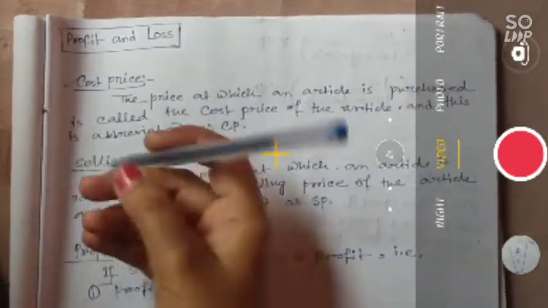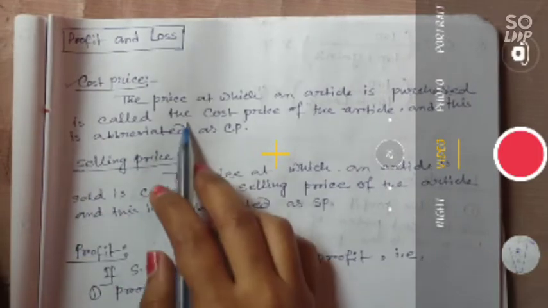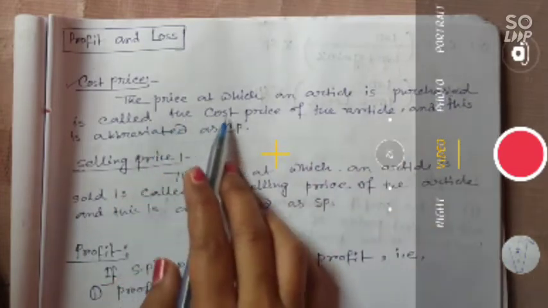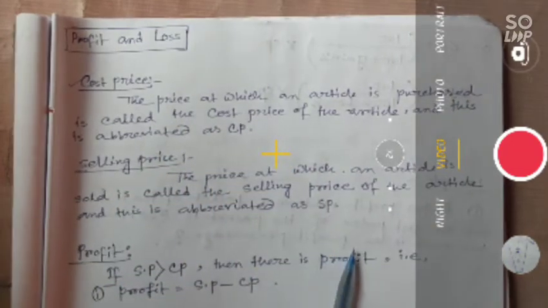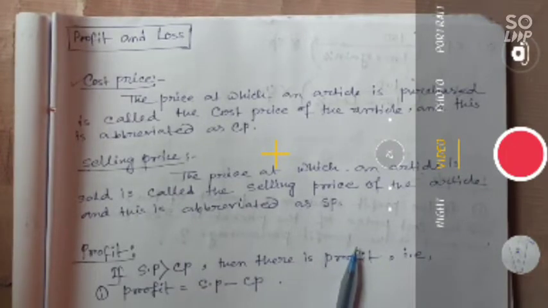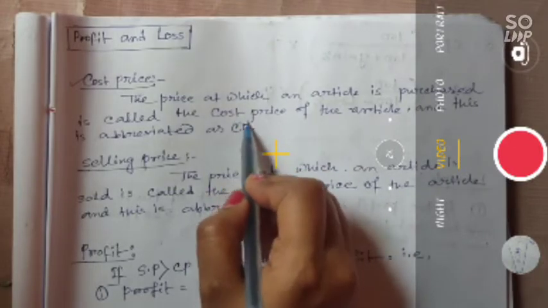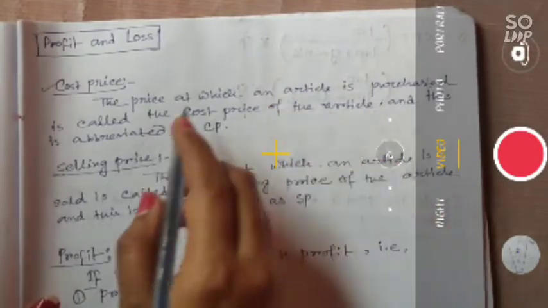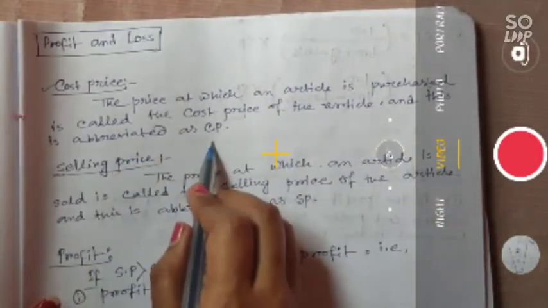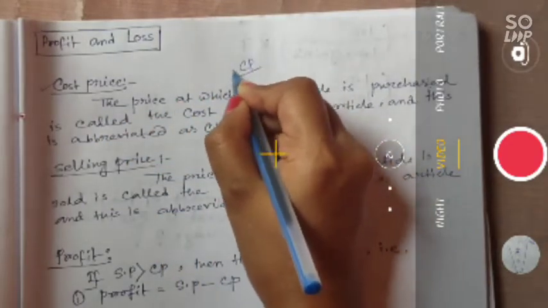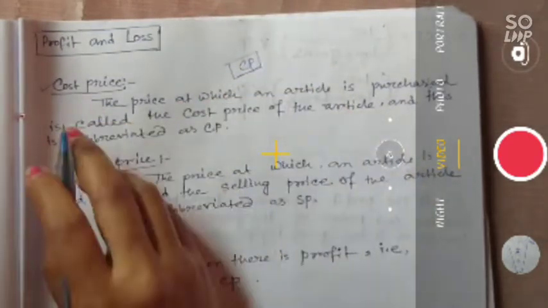What is called cost price? The price at which an article is purchased is called the cost price. So the price at which an article is purchased, that is called the cost price of the article, and the cost price is abbreviated as CP. So we can write cost price as CP. This is the short form of cost price.